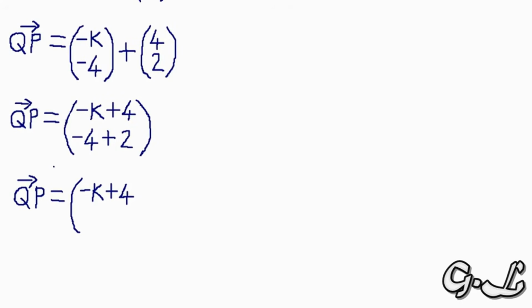And then what you can simply do is that when you consider the top part, which is negative k plus 4, these terms can easily be swapped so that maybe the expression can look nice. So in such a case, it is going to be like 4 minus k. So 4 minus k is just the same as negative k plus 4. And then this is how it is going to be. So at the top, it is going to be 4 minus k, and then at the bottom, it is going to be negative 2.